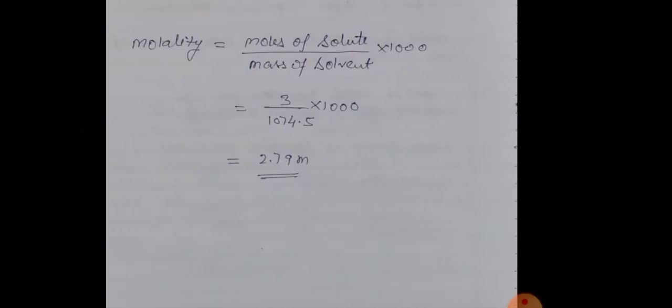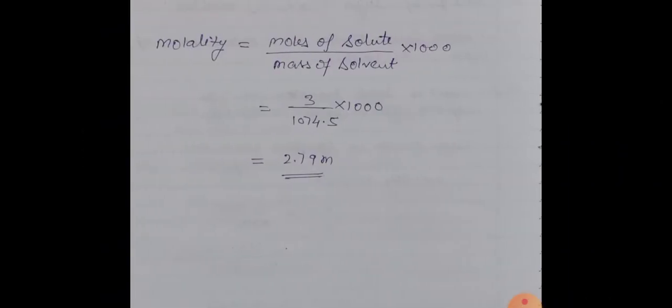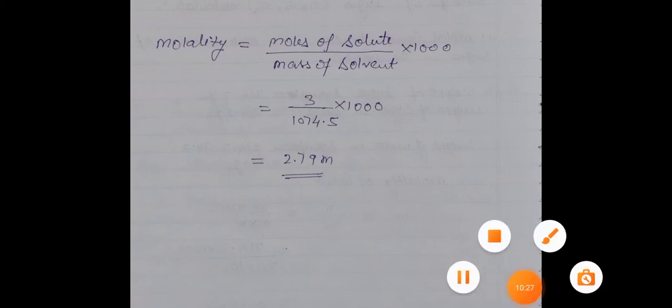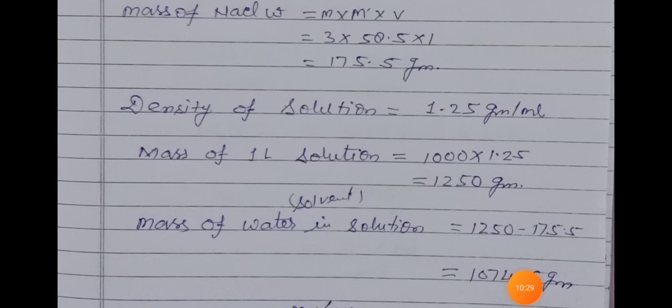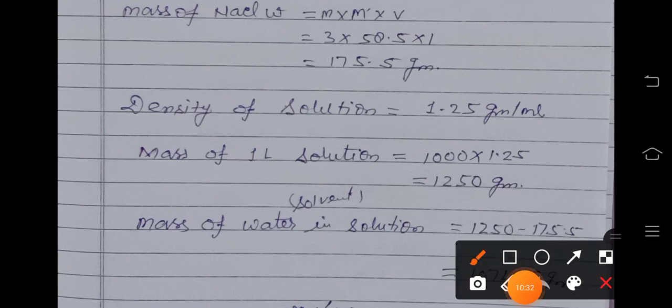Next, now we want to calculate the weight of solvent. We calculated the weight of solute, that is NaCl, equal to 175.5. Now the density of the solution is given in this question, 1.25 gram per milliliter. So the mass of 1 liter of solution. Now we calculate the mass of the solution equal to 1000 into 1.25.